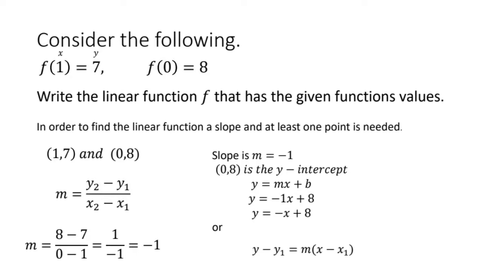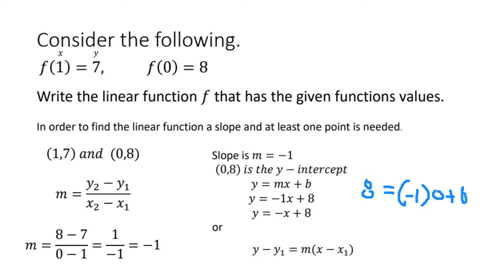So here we have... let me see. Let me do a correction here because I put the wrong values in the wrong place. So we have 8 equals -1, and then my x value is 0, plus b. Okay. All right.